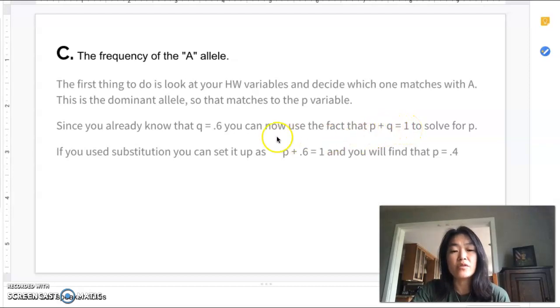So you know that q equals 0.6. You already know that from parts A and B. And now you're going to plug that into your p plus q equals 1, and you're going to solve for p. Okay, so go ahead and use substitution. Show me the work, like write that down on your paper. And p plus 0.6 equals 1, and of course you're going to find that p equals 0.4. Okay, so 0.4 is the frequency of the dominant allele, because that's what p is.